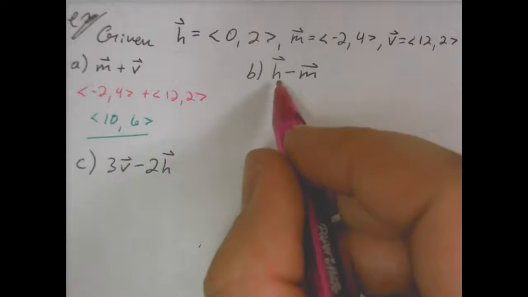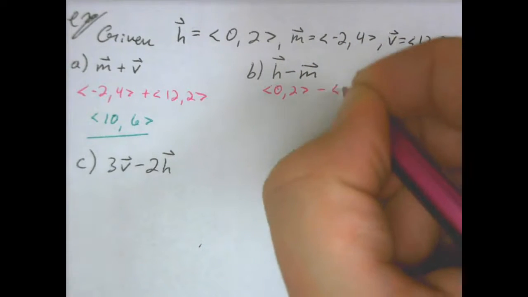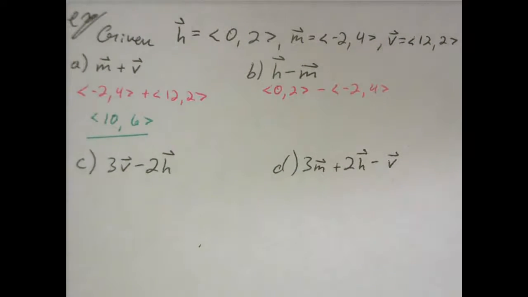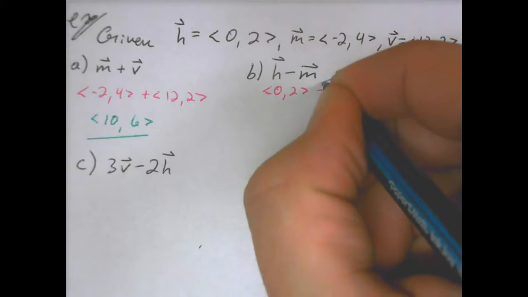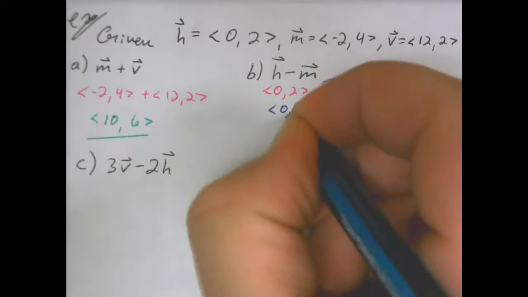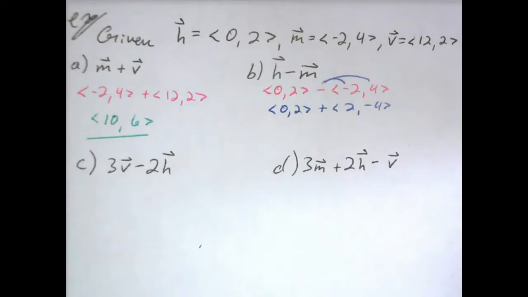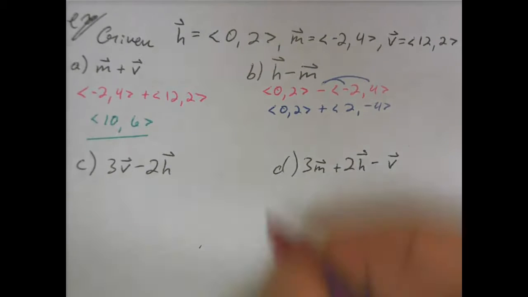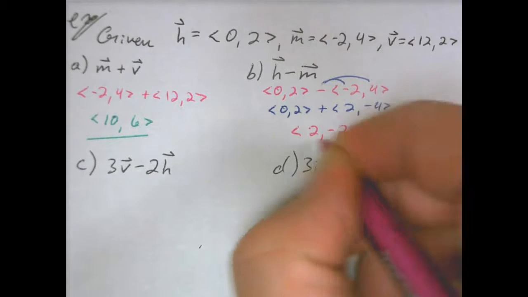Okay, with these, h minus m, so I will have vector h is 0, 2, minus vector m is -2, 4. So when there's a negative up front, I like to get rid of that negative before I do anything else. So all I'm going to do is distribute it to both of my terms in that vector and change it to an addition sign. So if I multiply this negative by both of these terms, I will have 0, 2 plus 2, -4, just so that it makes adding those two things together easier. You do not have to, but I like to because it helps me get more answers correct. So 0 plus 2 is 2, -4 plus 2 is -2. There would be my vector.